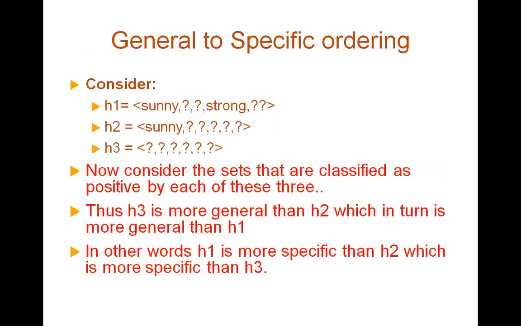And also we saw the general to specific ordering of hypotheses. In H1, H2, and H3, you can easily say that H3 is more general than H2, and H2 is more general than H1, because H3 will classify more examples as positive; H2 will classify more examples as positive compared to H1. In H1, two constraints are there: sky has to be sunny, wind has to be strong. Here, only one constraint is there in our hypothesis. Here, none of the constraints are there. So H3 is more general than H2, and H2 is more general than H1.